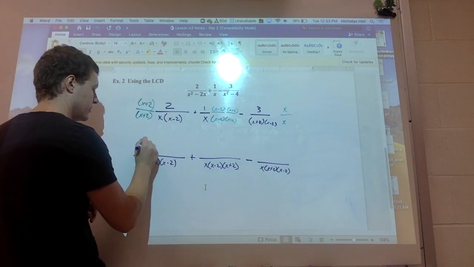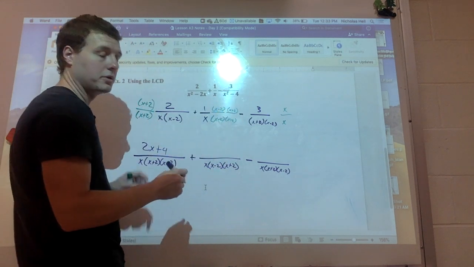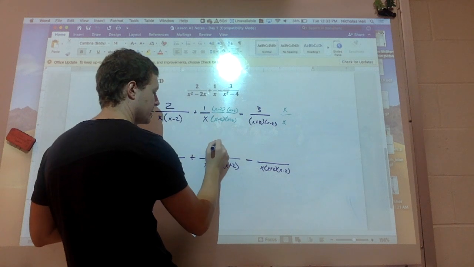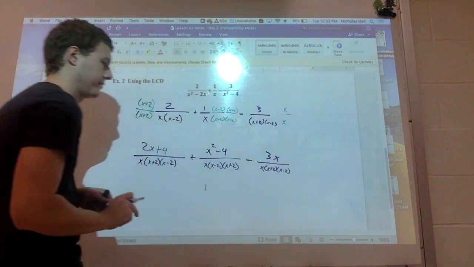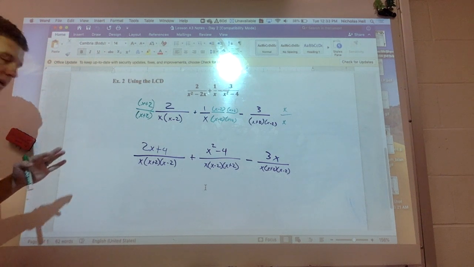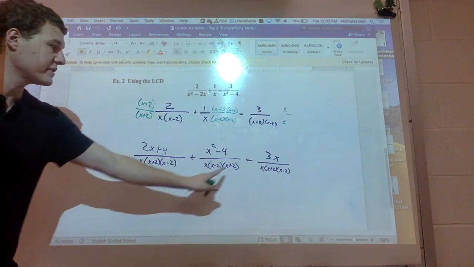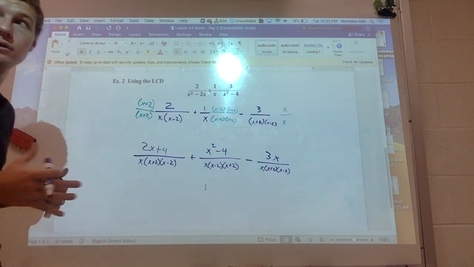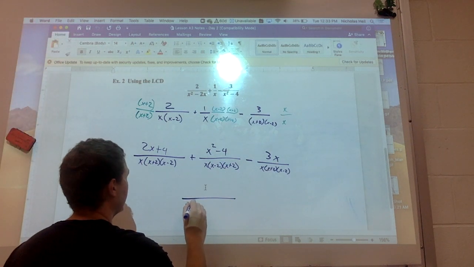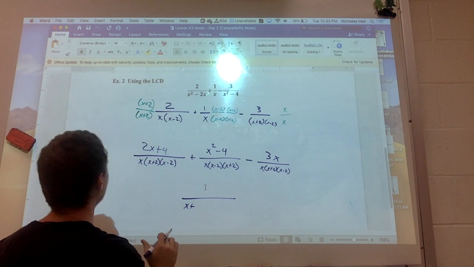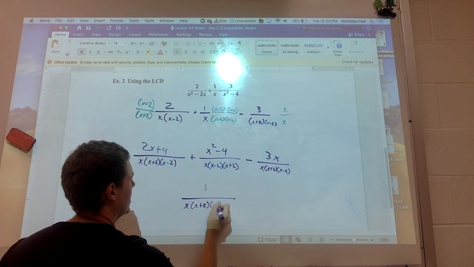Now I am multiplying out the numerators. 2 times x plus 2 is 2x plus 4. 1 times x minus 2 times x plus 2, well, we had done that earlier. That's x squared minus 4. And so 3 times x is just 3x. So I've expanded out all of my numerators. Now I get to combine my fractions because they're all the same denominators, and we just add or simplify across the numerator. So one single fraction, x, oops, that's an x plus 2, sorry, and an x minus 2.